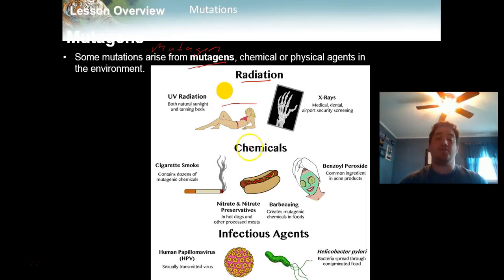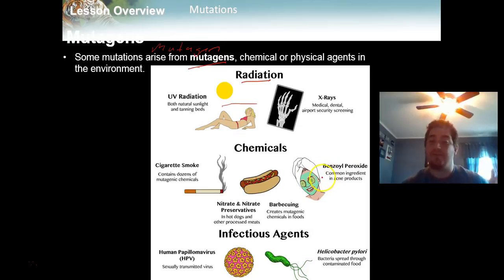Some chemicals are mutagens that get into your cells, get into the nuclei of your cells and change it and could cause cancer or other things, right? Cigarette smoke, all the toxic chemicals in cigarettes. Believe it or not, some different types of nitrates and chemicals in processed meats or preserved foods, like hot dogs, can actually be a mutagen.